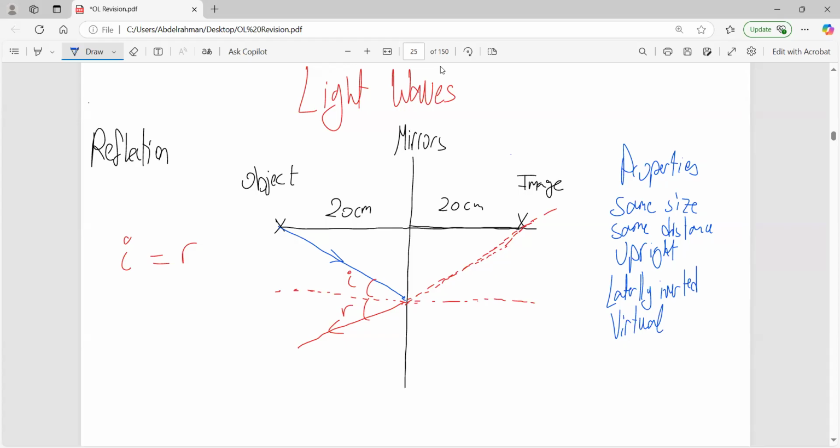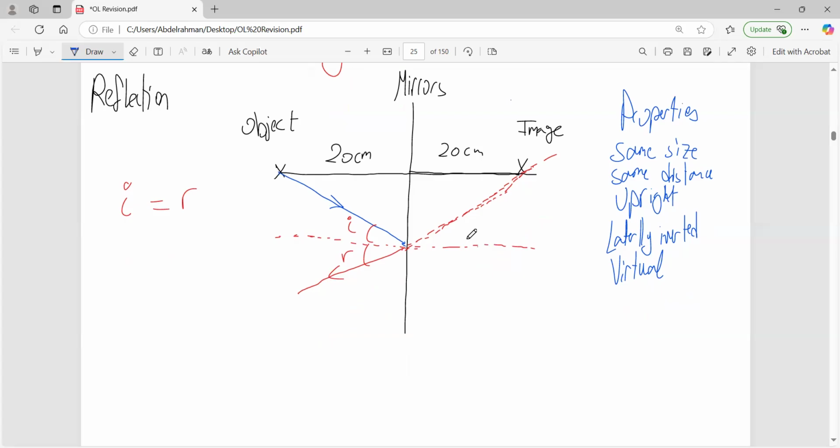What does a virtual image mean? A virtual image means that it cannot be produced on a screen. We cannot save this image. We cannot download this image. We cannot print this image. It cannot be saved on a screen. Once you look away from the mirror, the image vanishes. So this is what a virtual image means.